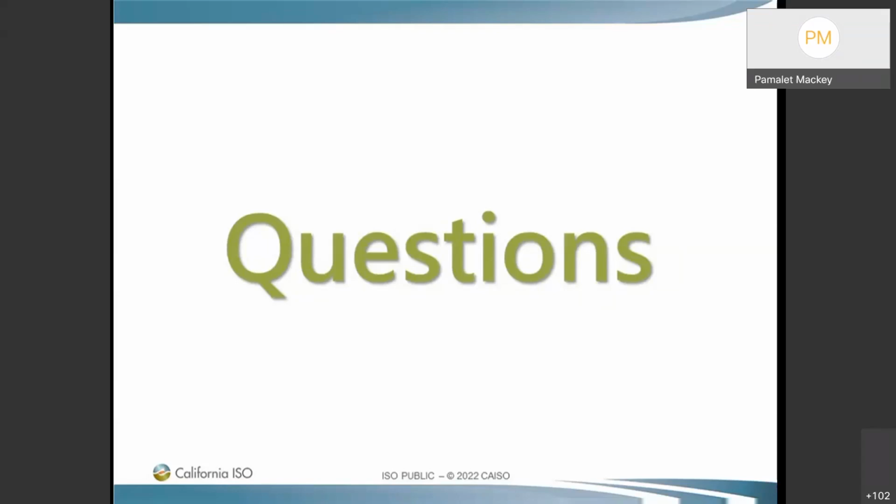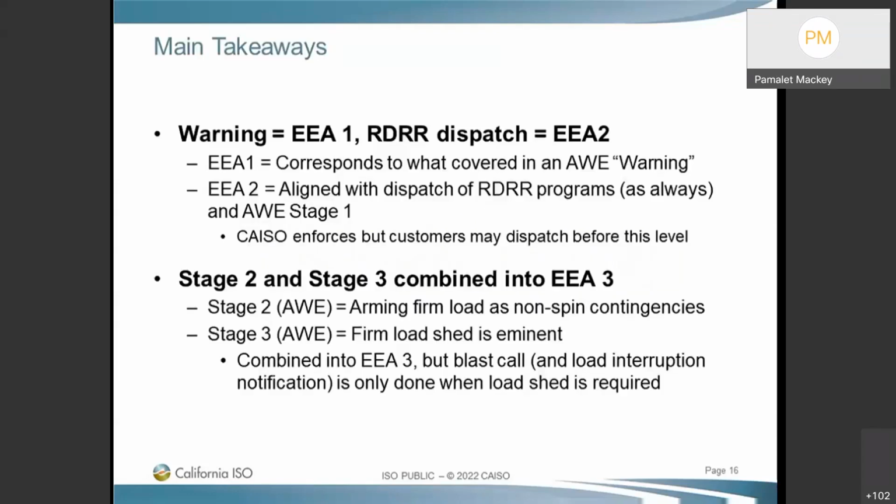Yeah. Thank you. Hey, just on slide 16, the stage 2, combining stage 2 and stage 3 into an EEA3, as we understand it, and I'm just checking now, right? Is this correct? An EEA3 will be issued, and separate to that, instructions will be provided to the entities, PTOs, for the actual arming of the load. And then an additional notice will be sent for the stage 3 with firm load interruptions. That you are correct, Pamela.